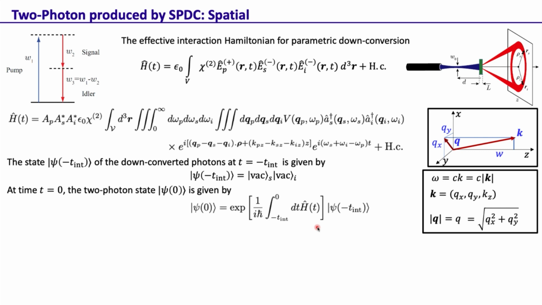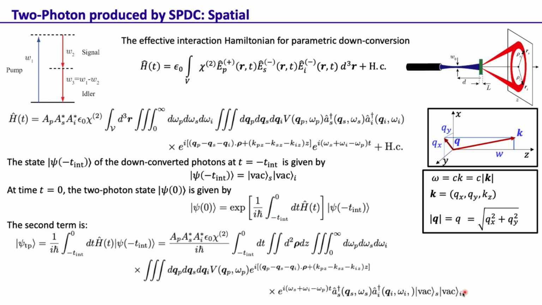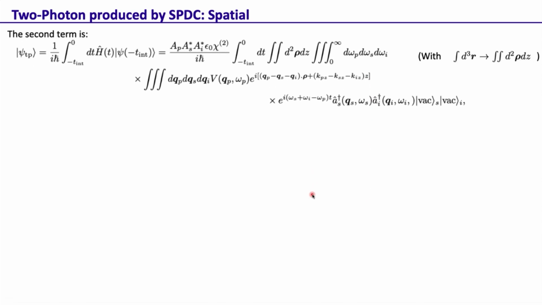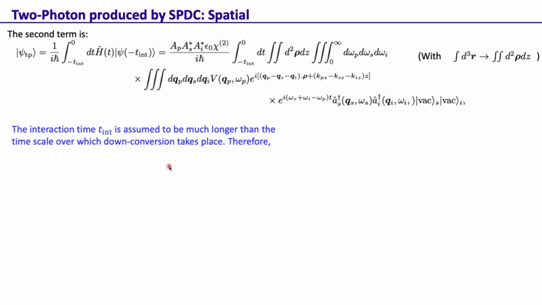So we do the perturbative expansion, and the first term is the vacuum term, and the second term is the two photon term. We again know that the third term is the 4 photon term, and so on, but we'll only look at the second term in the expansion, because that is the two photon state that we are interested in. So that is the full two photon state expression that we have. Now we take this, and of course here we have put in for dq r, this d2 rho dz.